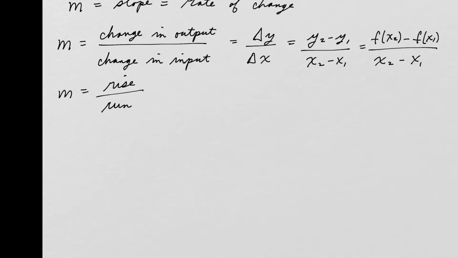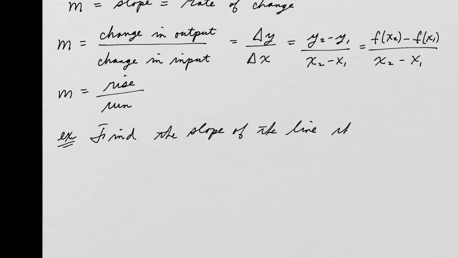So let's do a straightforward example. Let's say we're asked to find the slope of the line that passes through, let's say, the points (-2, 15) and (14, -15).